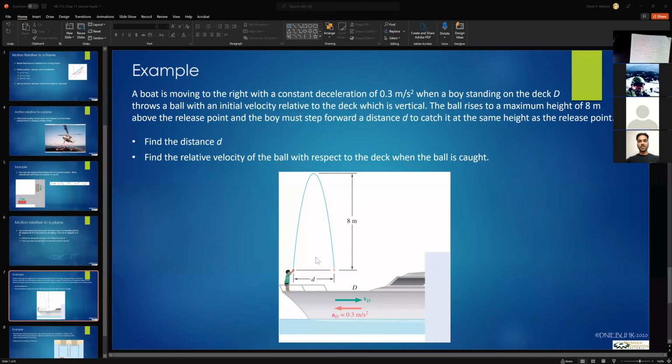Okay, so let's look at this example. Now, as I mentioned, I was going to do an example with relative motion and projectile motion.